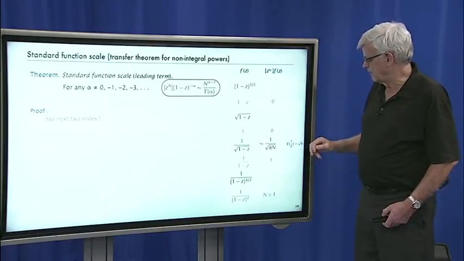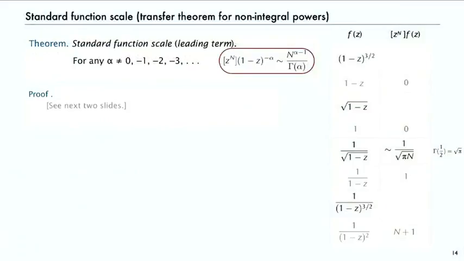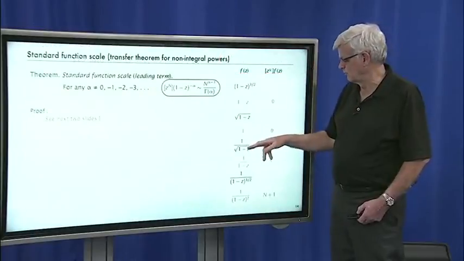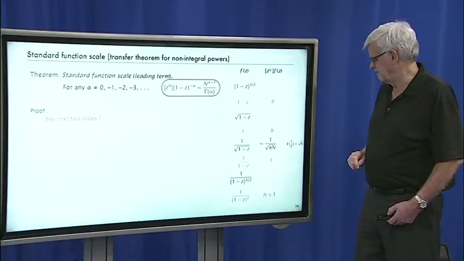So if we take alpha equals 1/2, we know gamma of 1/2 equals square root of pi. We get n to the minus 1/2. So it says the coefficient of z to the n in 1 over square root of 1 minus z is 1 over square root of pi n.